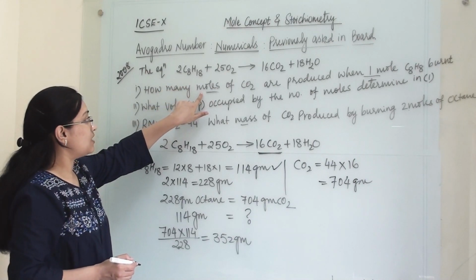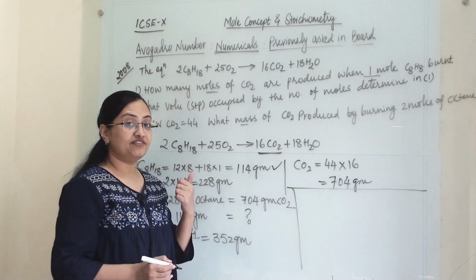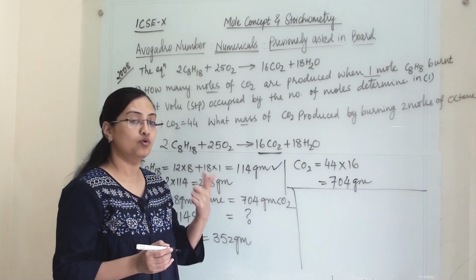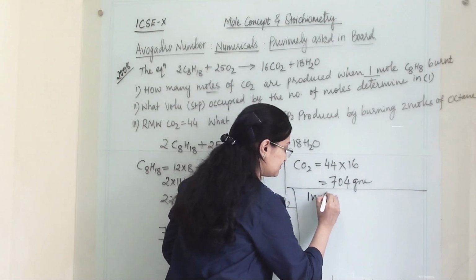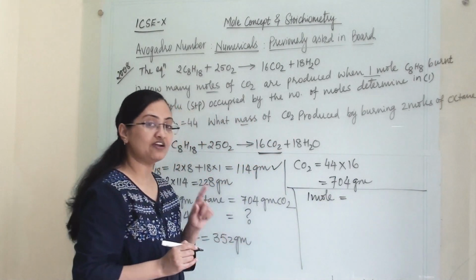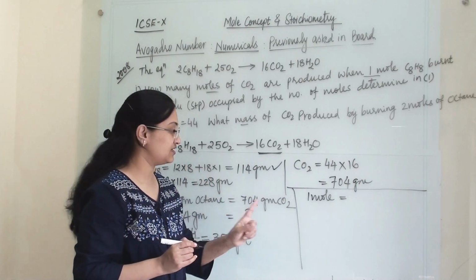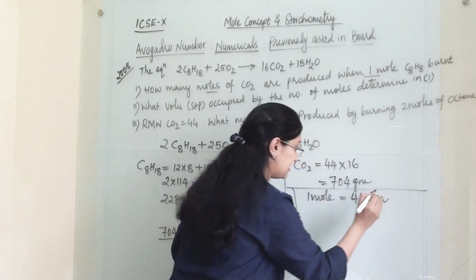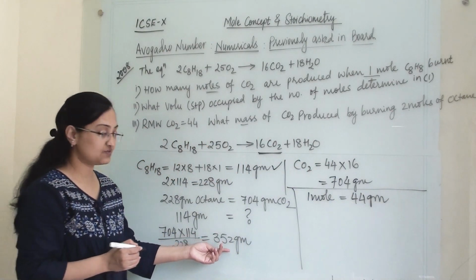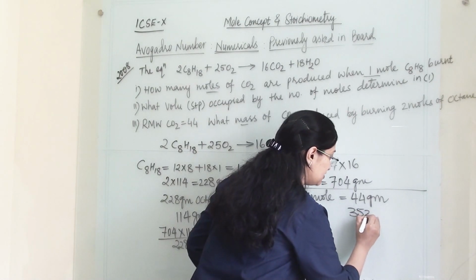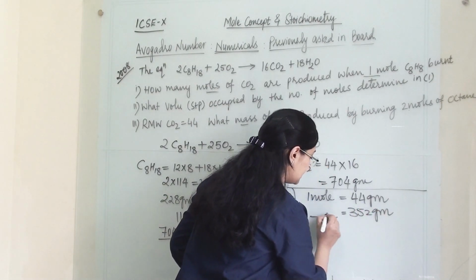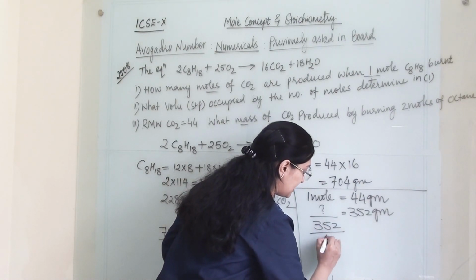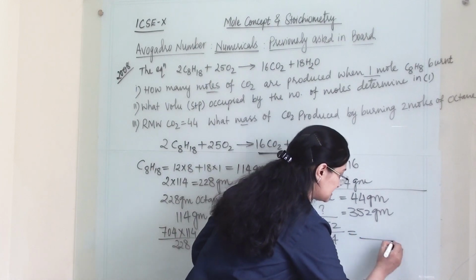So we have to find out here the moles. Now we have the weight; we have to find the moles. So how will we find the moles? From the molar mass: 1 mole of a substance weighs how much? We are finding moles for carbon dioxide. So 1 mole of carbon dioxide weighs 44 gram. Now how much weight do we have? We have 352 gram. So how many moles will it carry? It will be 352 divided by 44, which gives us 8 moles.